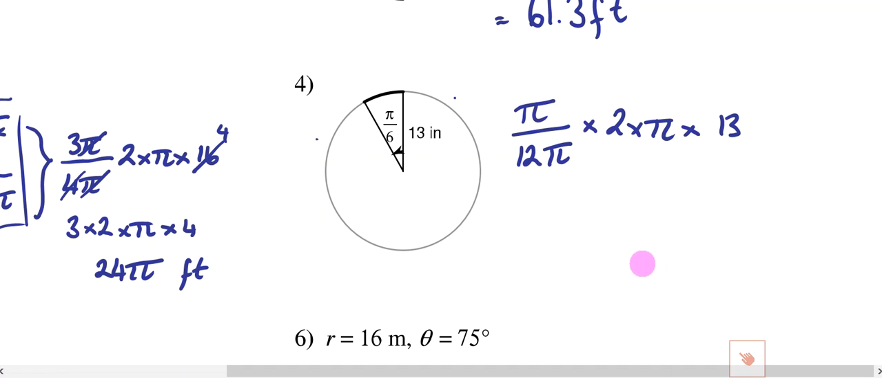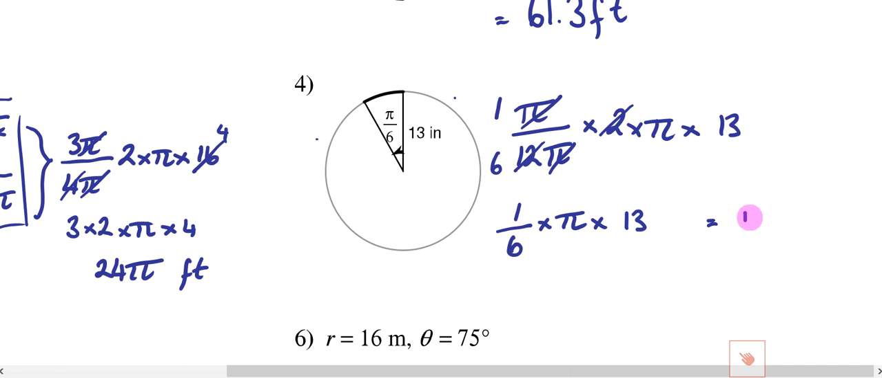What do we do now? What cancels? So this pi with this pi, what gets put on top? A 1, good. The 12 can cancel with the 2, so I've got 6 and a 1. So I'm now left with 1/6 times pi times 30, which is 13 pi over 6. We don't do anything more than that. Inches.